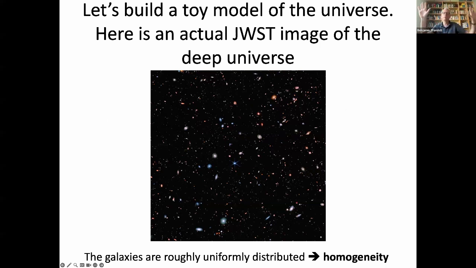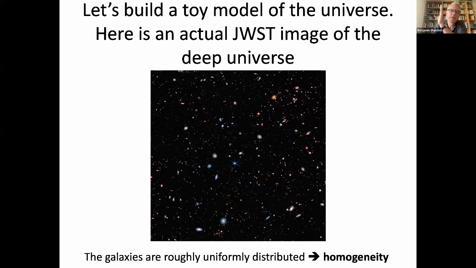So it's more or less uniformly distributed. This is what we call homogeneity, meaning that more or less on average, the universe looks the same on one end of the picture as on the other end of the picture. And in fact, in any picture that you could take in any direction in the sky. Okay. So now how do we build a toy model out of this?